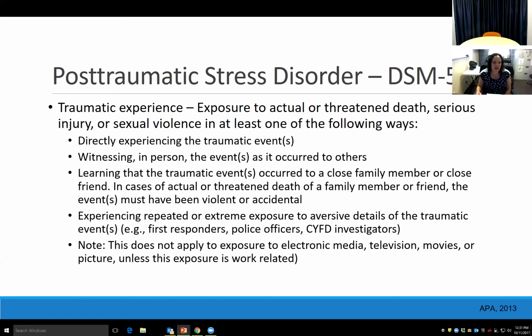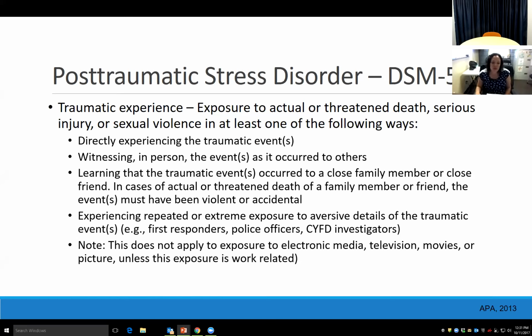Another way that they could be exposed to it is by experiencing repeated or extreme exposure to the aversive details of the traumatic events. So this would be thinking of first responders, CYFD investigators, police officers, firefighters, people who as part of their job or their role are constantly exposed to the details of traumatic events, even though it may not be happening to them.